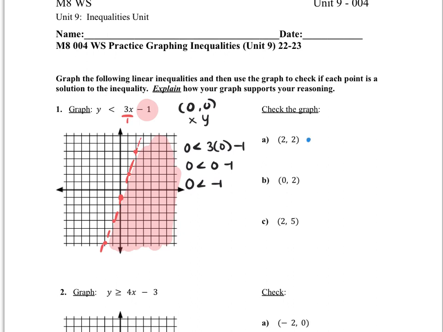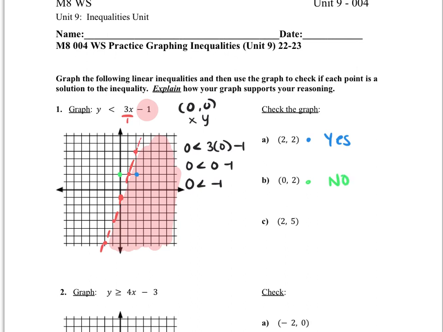So if I do 2, 2, that means I'm going to go over 2, up 2. That's this blue point here. Since this blue point is in the shaded region, that means yes, it is a solution. Then I could try the point 0, 2, which means to go over 0, up 2. That's this point here. That's not in the shaded region, so that would not be a solution.